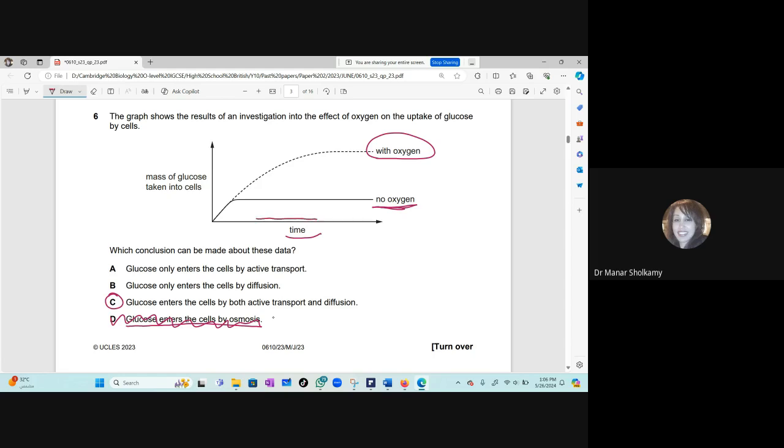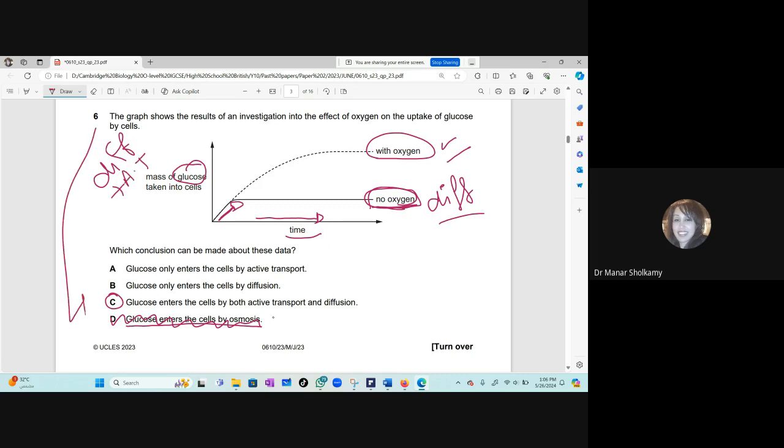But look at the graph. Here, with time, the glucose does enter the cell when there is no oxygen. So here it shows that the glucose will enter the cell when no oxygen is needed. So the glucose will enter the cell by diffusion. But when there is oxygen, more glucose will enter the cell. So this shows that the glucose will enter the cell when there is no oxygen, and also it will enter the cell when there is oxygen, but more will enter the cell. So this shows that the glucose will enter the cell both by diffusion and active transport. So the answer is C. Do you understand number 6?